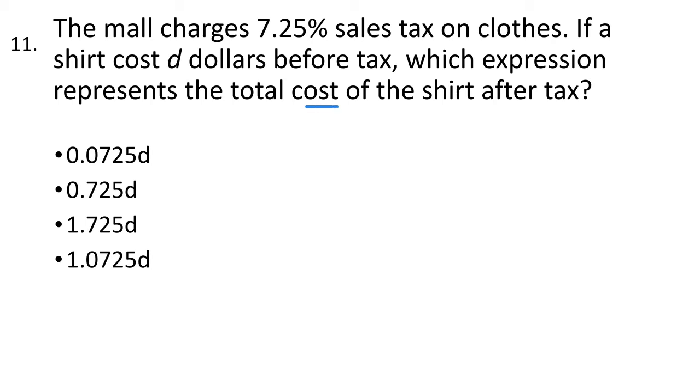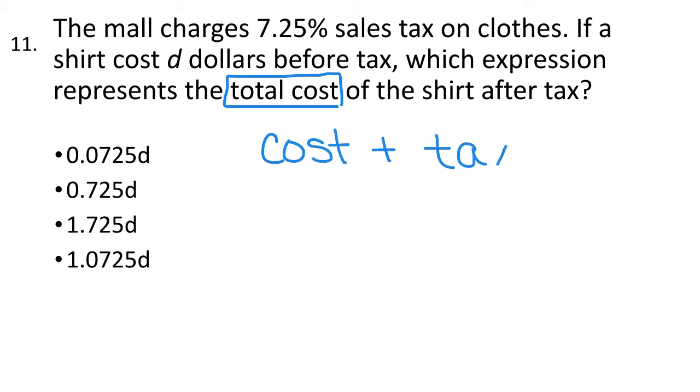This problem is asking us to find the total cost of a shirt after a given tax rate. If we look back and think about how we find the total cost, that is going to be the cost plus the sales tax. If we go back and look into the problem, we can find that the cost of this shirt is D dollars. So I'm going to replace cost with the variable D. And we're going to add to it the sales tax. Now, the sales tax is written as 7.25%.